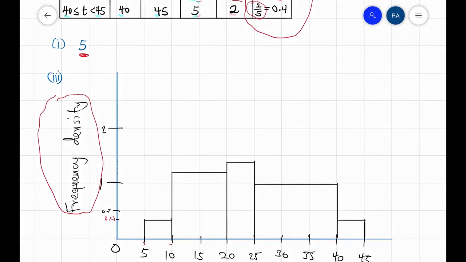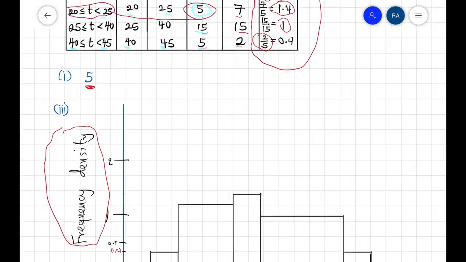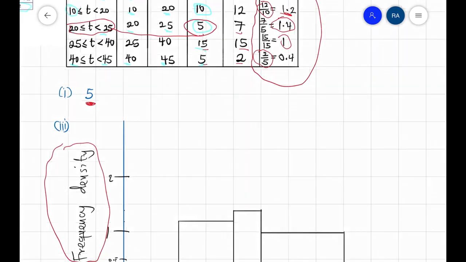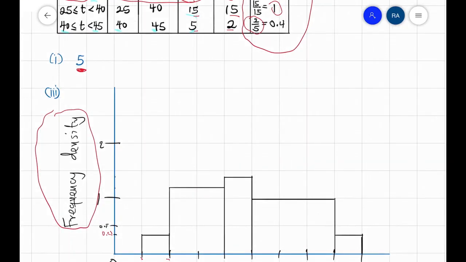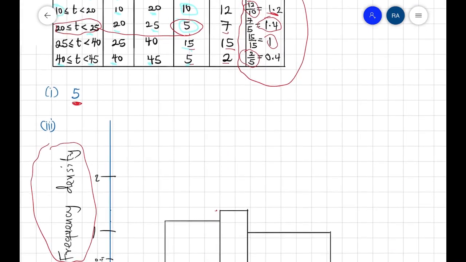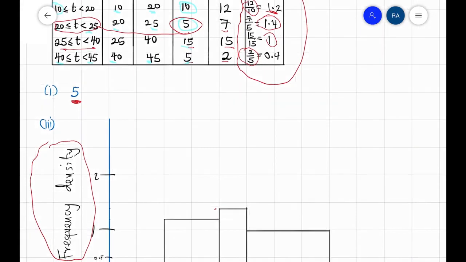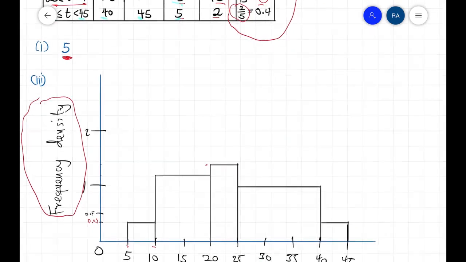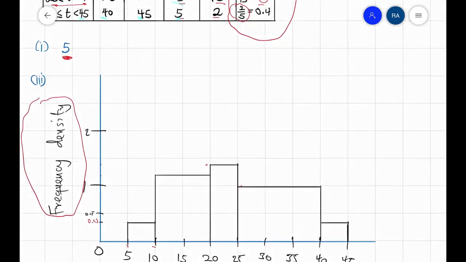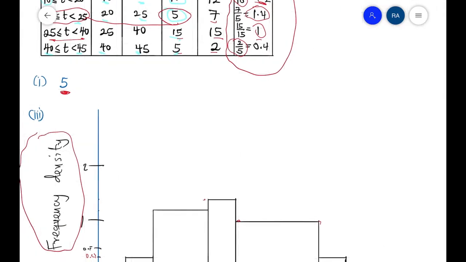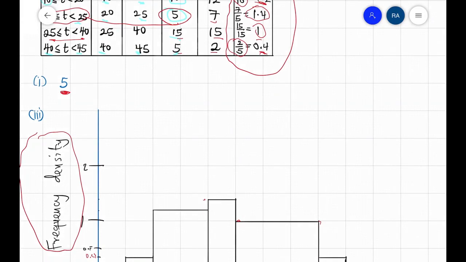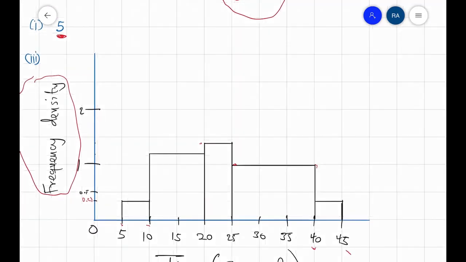Okay. Then the next is from 20 to 25. And now from 20 to 25, the height is 1.4. So you increase it to 1.4, and that's somewhere around there. Then followed by 25 to 40. Now 25 to 40 had a height of 1. So if this is 1, then you trace it and you get it. Okay. Then finally, from 40 to 45, the height is 0.4, and then you are good to go. So this is how we draw histogram.